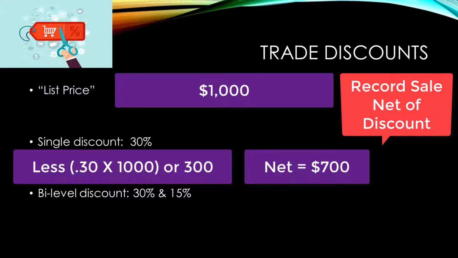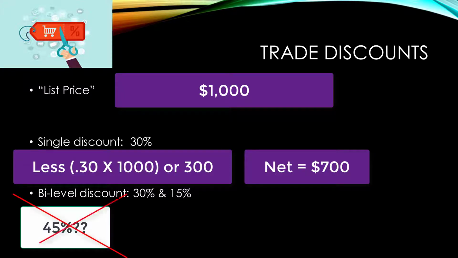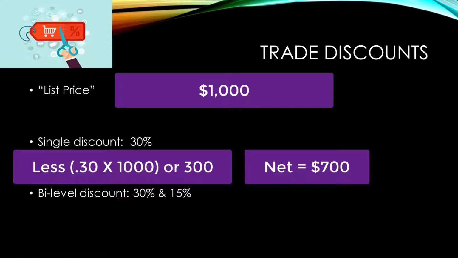If a larger customer comes in or a customer increases the amount of their purchases, they might be offered a bi-level discount. In this example, we'll assume that the bi-level discount is 30% and then another 15%. Many students make the mistake of taking 45% off the list price. However, this would be incorrect.